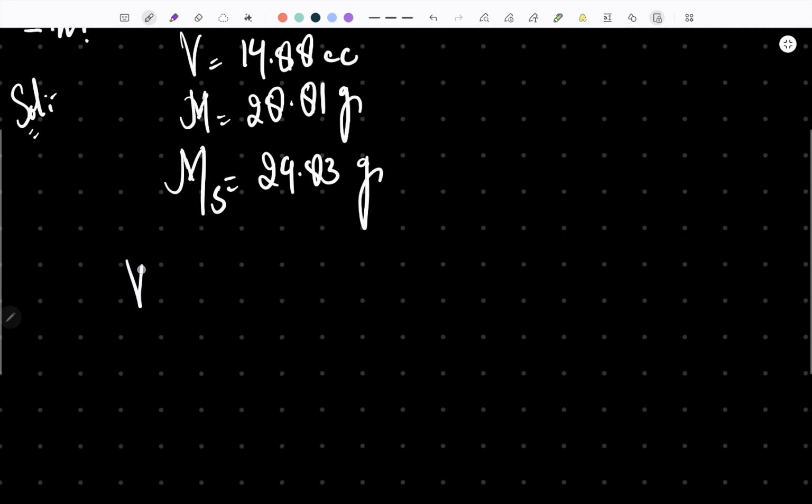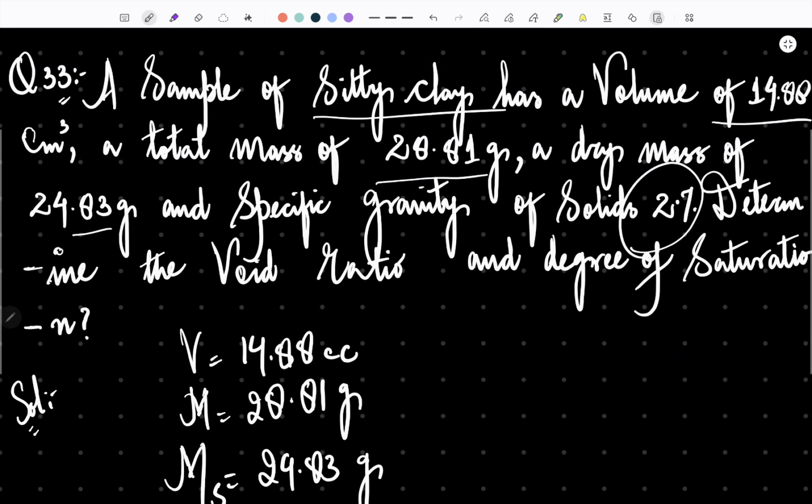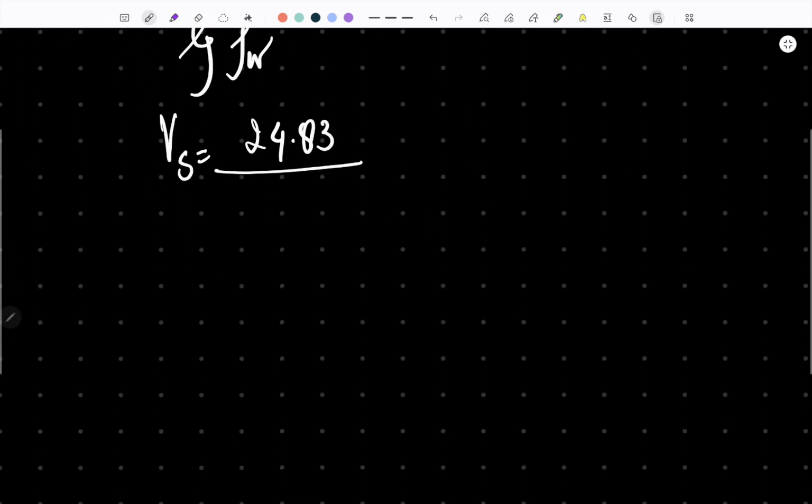Let's find the volume of soil solids first, which is given by the equation Ms divided by G and density of water. So volume of soil solids is mass of solids, that is 24.83, divided by G, which we have been asked to use as 2.7, and density of water is 1 gram per cc. So by calculation, the volume of soil solids is 9.2 cc.